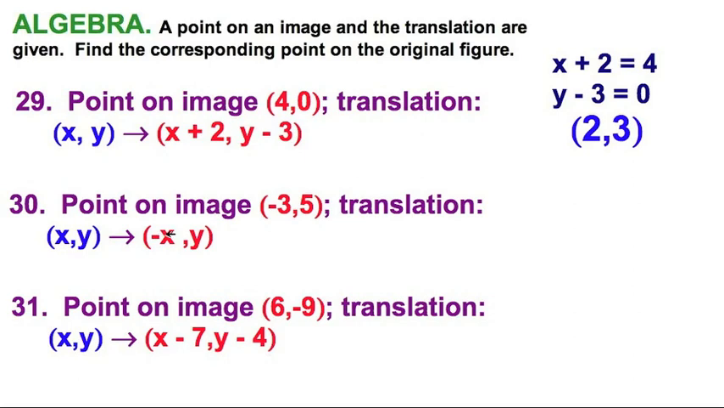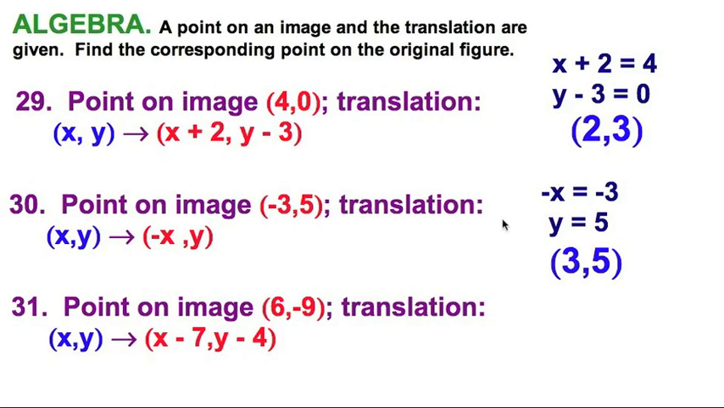Look at this translation. (x, y) maps to (negative x, y), the opposite of x comma y. Therefore, the opposite of x is negative 3. y is 5, so clearly, if the opposite of x is negative 3, then x must be 3. (3, 5) will map to (negative 3, 5) with this translation.